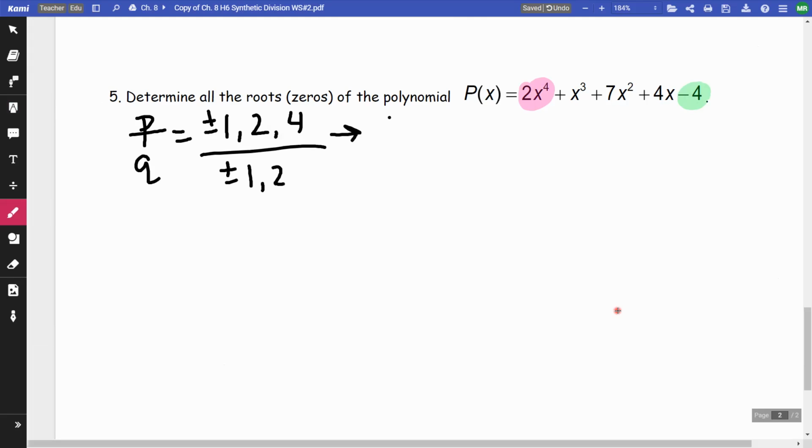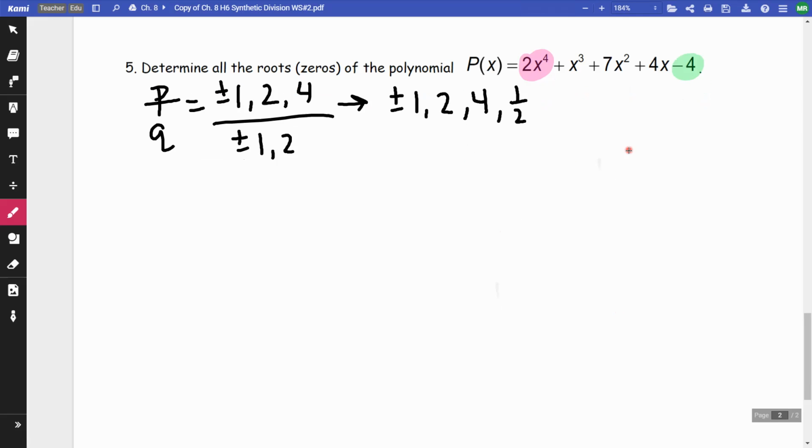If I put all of these, I'm just going to put a plus or minus in front of all of them. I'm going to take 1 over 1 and 2 over 1 and 4 over 1. Then I'm going to take those same 3 numbers and put them over 2. 1 over 2 is a half. 2 over 2 is a 1, which I already have. 4 over 2 is a 2, which I already have. So I have these choices.